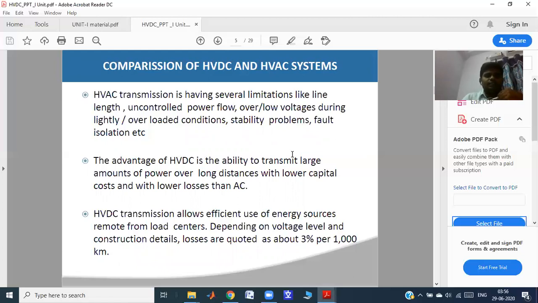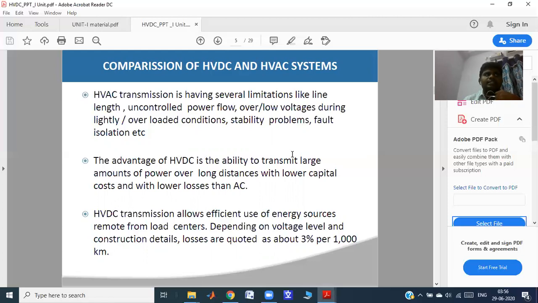HVAC transmission has several limitations, like line length, uncontrolled power or low voltages during light load or overload conditions, stability problems, and fault isolation problems. All these types of problems occur in AC networks. That means skin effect and line length.